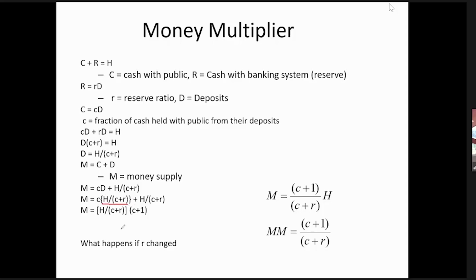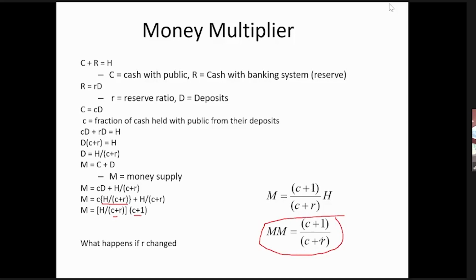Now, it is the same thing. In fact, we can rewrite it as M equal to C plus 1 divided by C plus R, times H. And if you take the first order derivative of this money supply function with respect to H, you will get something like this: C plus 1 divided by C plus R.